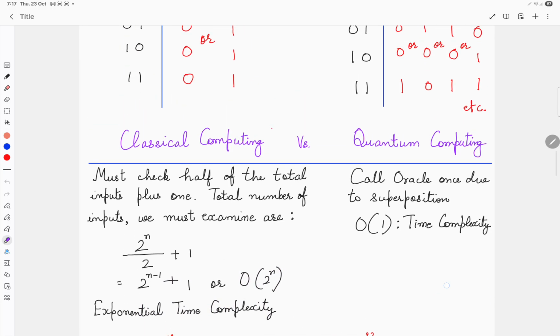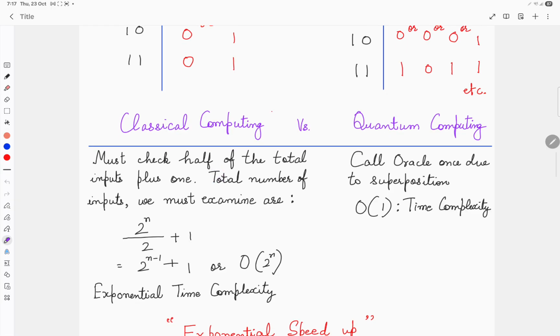So this is through classical means, if we try to verify through classical computing. But if we do it through quantum computing, only one call to the oracle will tell us whether the function is constant or balanced. So the time complexity in the case of quantum computing is O of 1. So this is the perfect example.